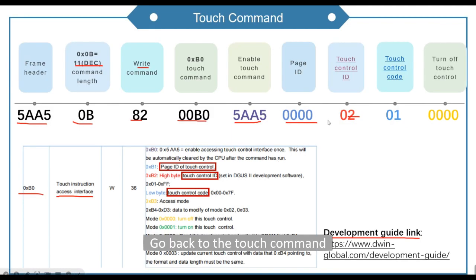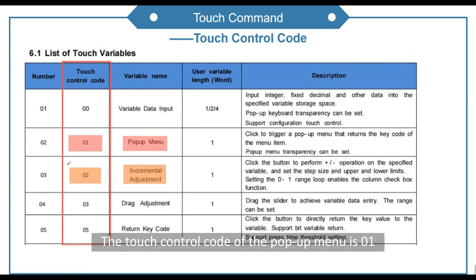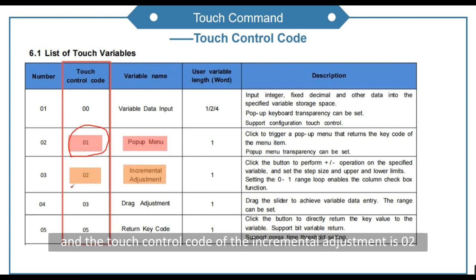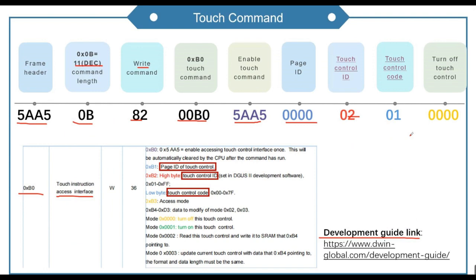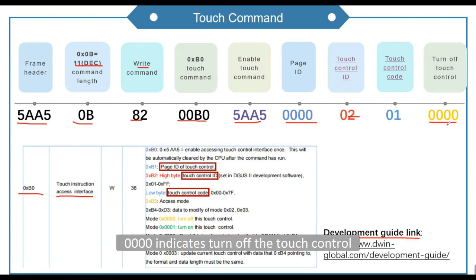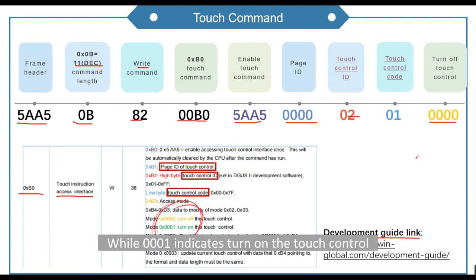Go back to the touch command. 01 indicates the touch control code. This column shows the codes of the touch control. The touch control code of the pop-up menu is 01, and the touch control code of the incremental adjustment is 02. Today we will focus on these two touch controls. Go back to the touch command here. 0000 indicates turn off the touch control, while 0001 indicates turn on the touch control.